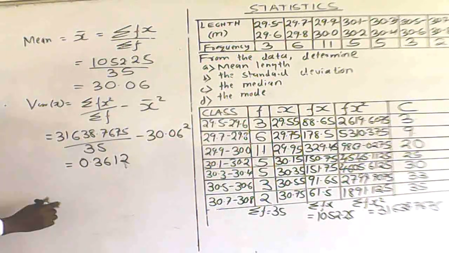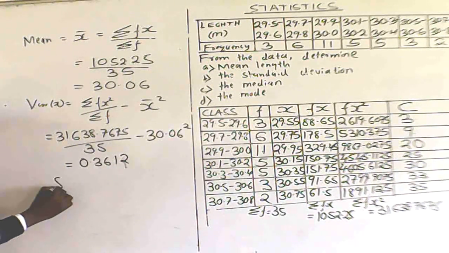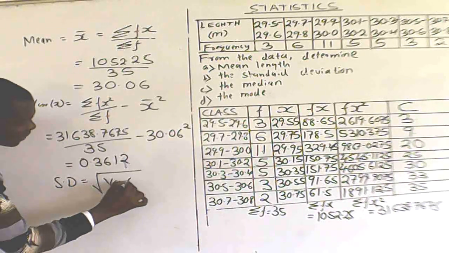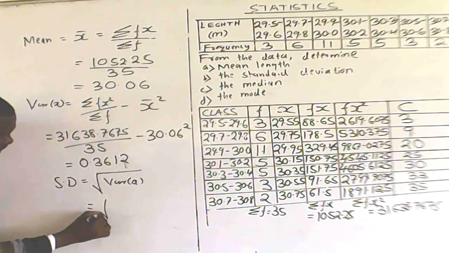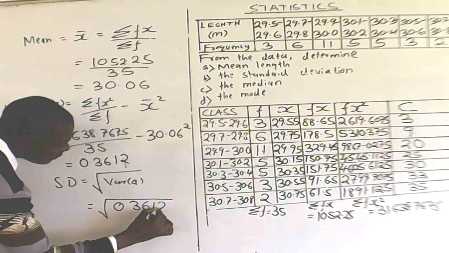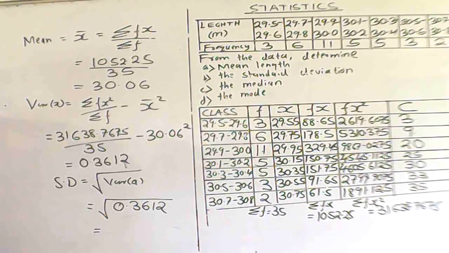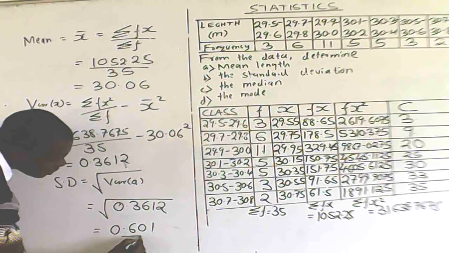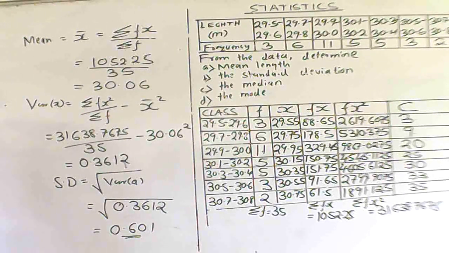Good. So after getting the variance of x, we can now get the standard deviation. The standard deviation is the square root of the variance. So you get the standard deviation to be the square root of 0.36112, and you get 0.601. So that is the standard deviation.